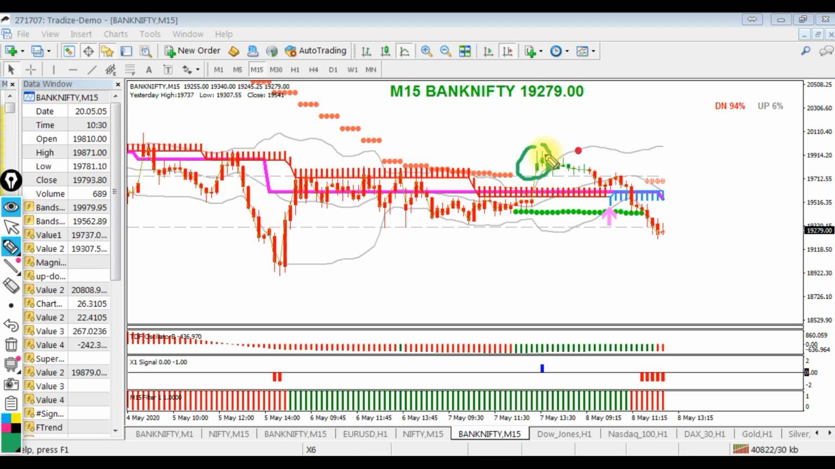And so if you have identified this as a weak gap, then if you have sold there, immediately by end of session you got very good profit. Almost, I think, 600-700 points fall has come. Let me see the highest level here. Today's high is, I think, 19,945, and from there it has fallen to 19,270. That means almost 700 points fall has come.